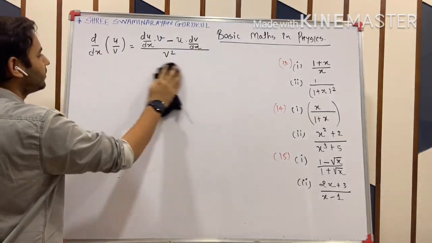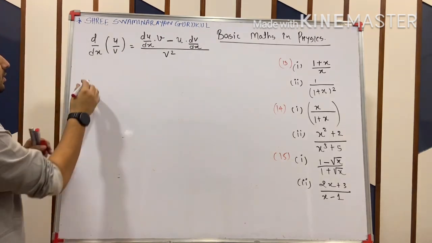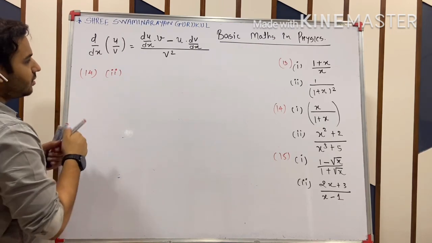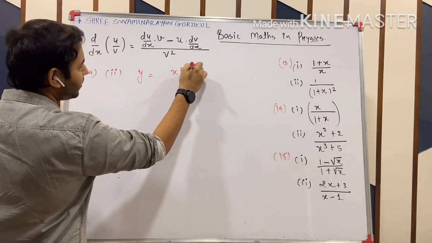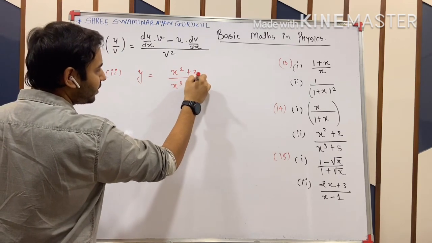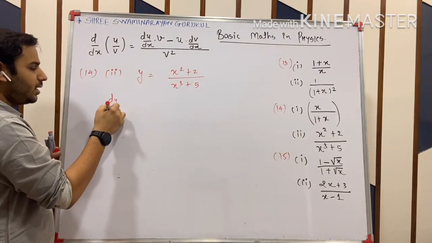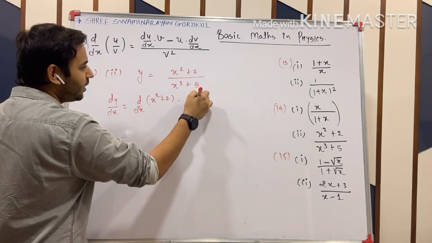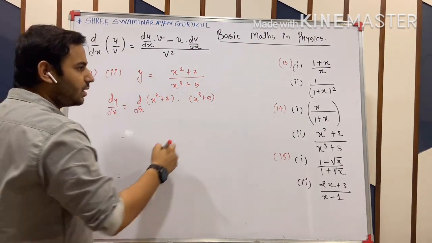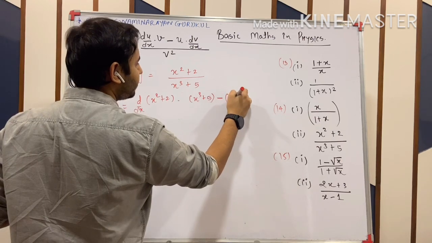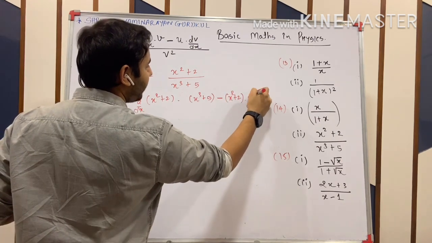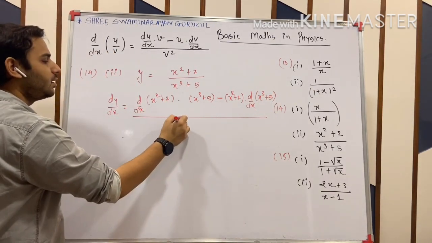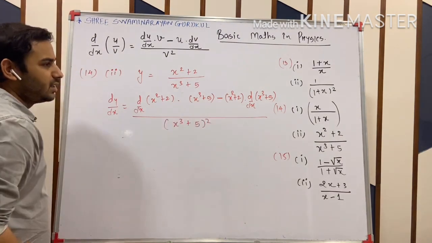14th second. Same method, nothing new. So y is equals to x square plus 2 upon x cube plus 5. Let us say dy by dx: differentiation of the first term, or you can say numerator, keep this x cube plus 5 as it is, then negative sign, x square plus 2 as it is, and differentiation of x cube plus 5, whole upon denominator square, x cube plus 5 whole square.